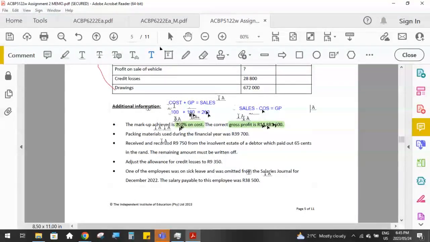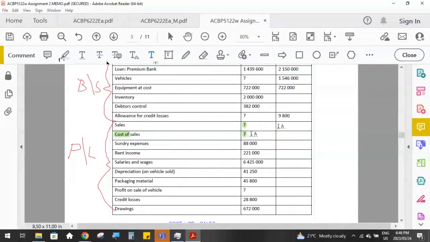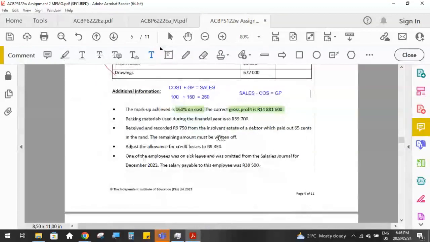So if 14,881,600 is 160, if we divide that by 160 and multiply by 260, that will give us the sales value. And if we take the GP and divide it by 160, and multiply it by 100, that will give us the cost of sales amount. And that's how you would work out sales and cost of sales. So again, that means you have to understand these markup calculations.